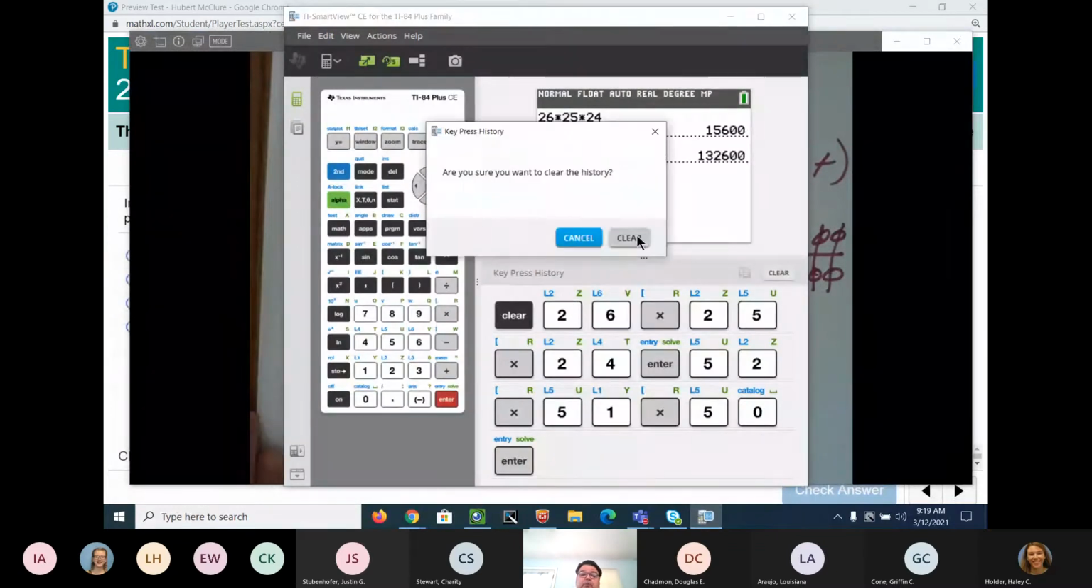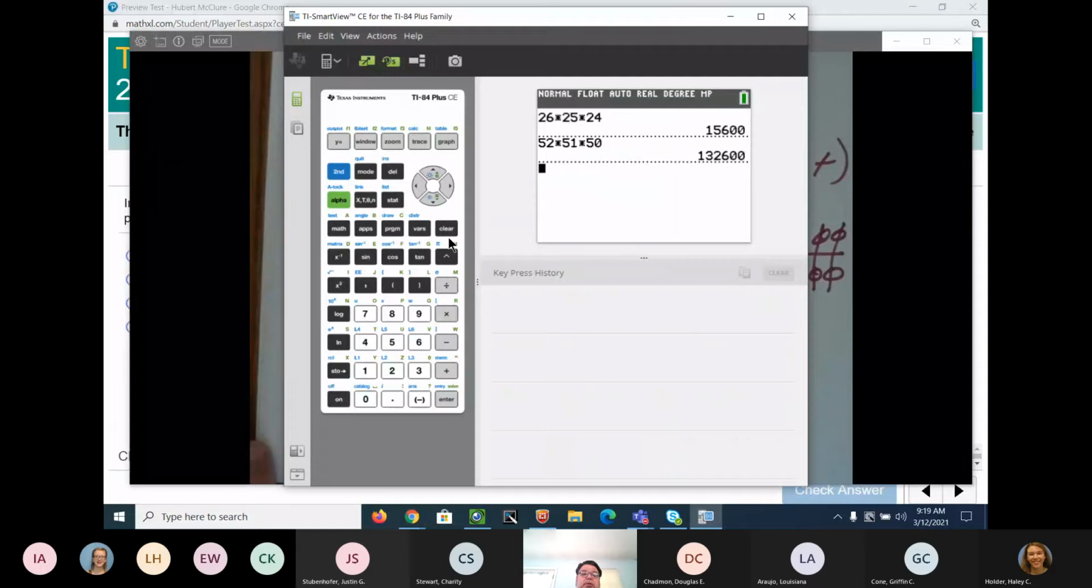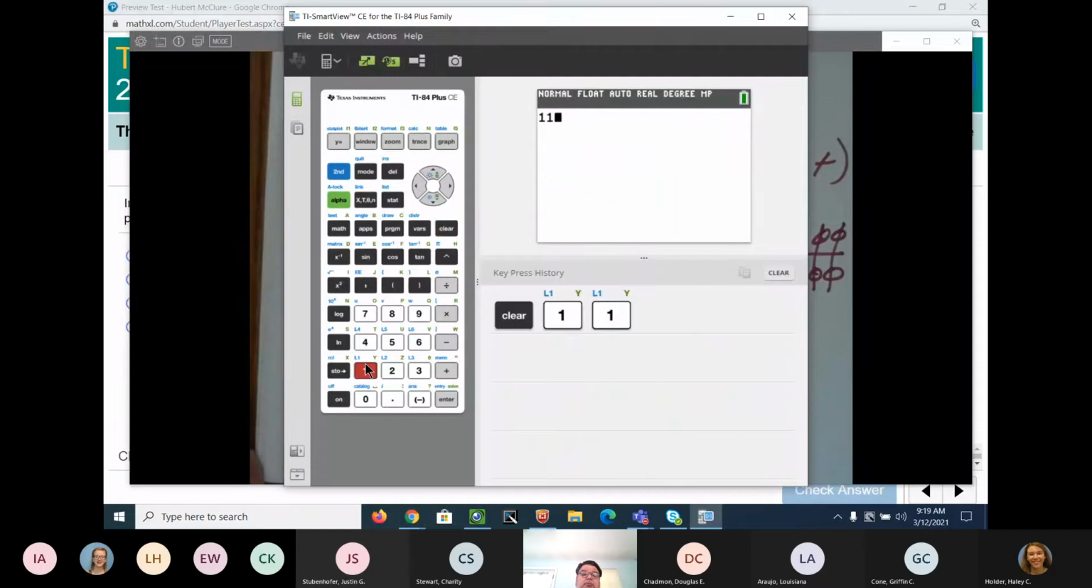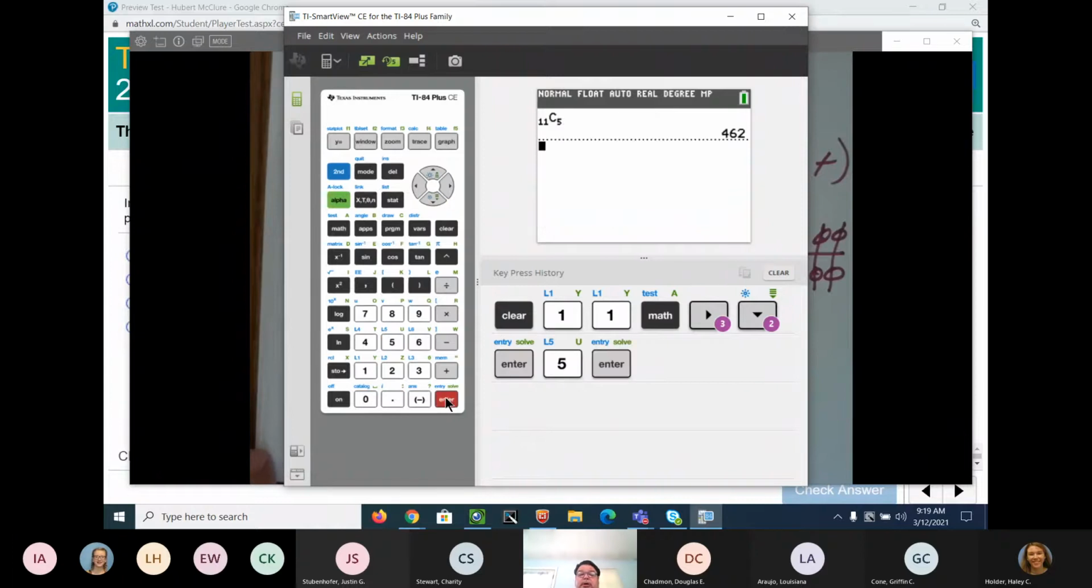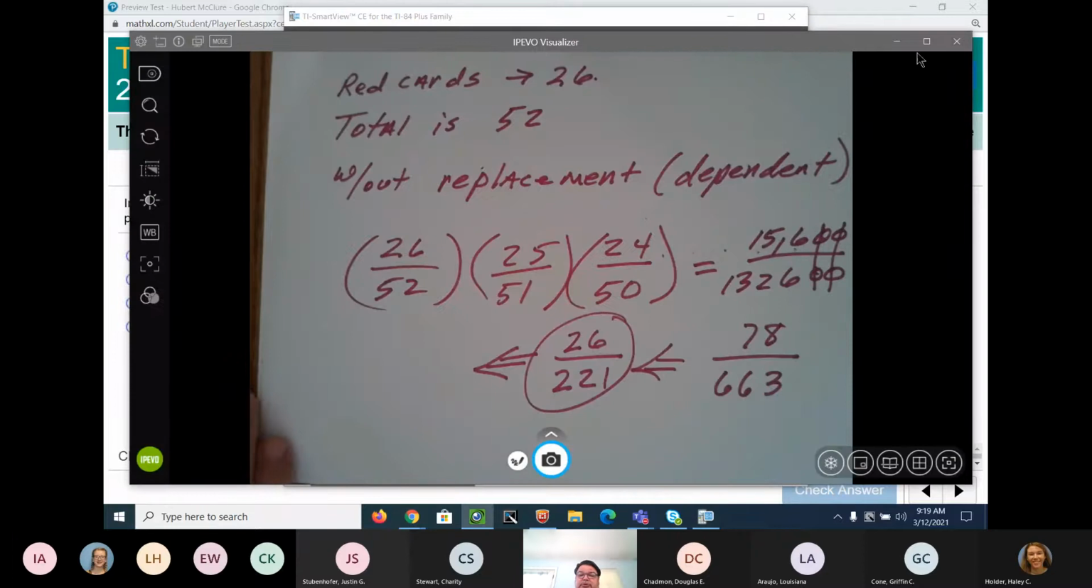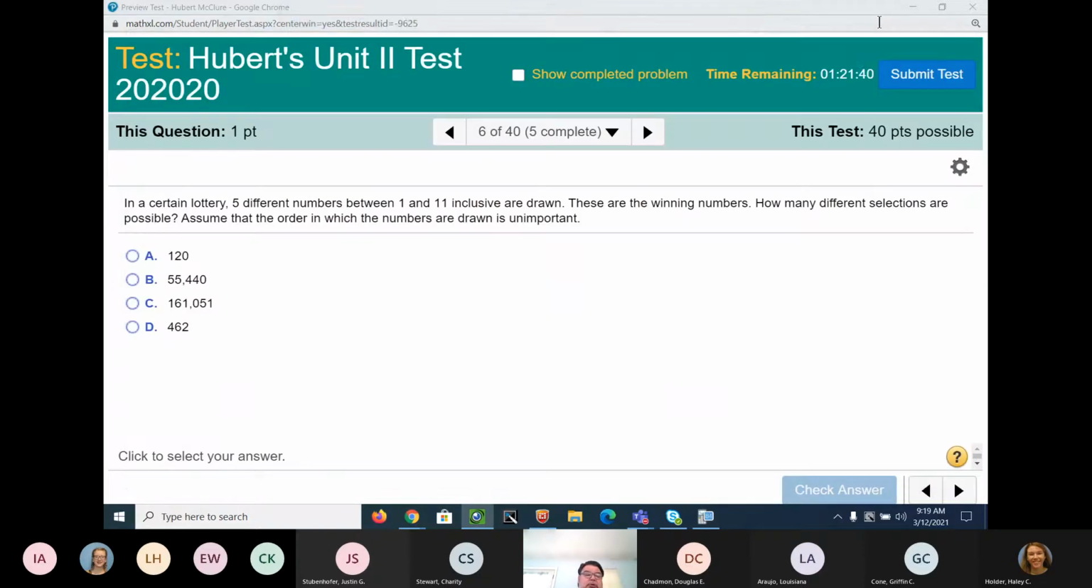Clear, and clear. 11 combination, that'd be math, probability, combination, 5, and that's the denominator, 462. Now let's see how they want the answer and if they're asking if it's a winner or not. Yeah, 462, that's all they're asking.